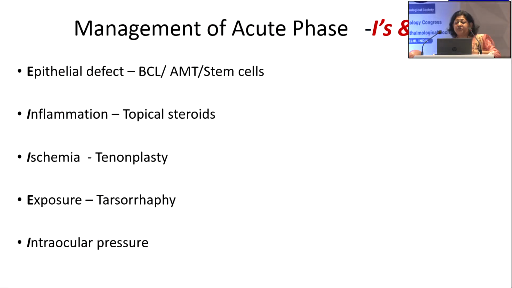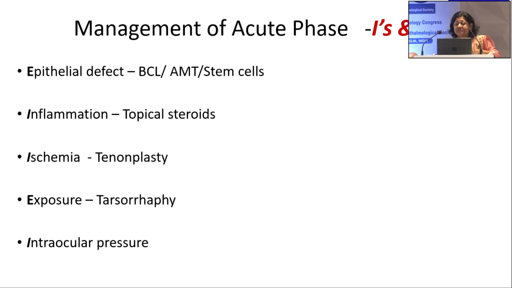Now, management of the acute phase is all about the eyes and the E's. The eye is your inflammation, your ischemia, and your intraocular pressure, which needs to be taken care of. And your E is your epithelial defect and exposure. The epithelial defect will benefit by using a BCL, a bandage contact lens, an amniotic transplant, or an alloslet wherever indicated.